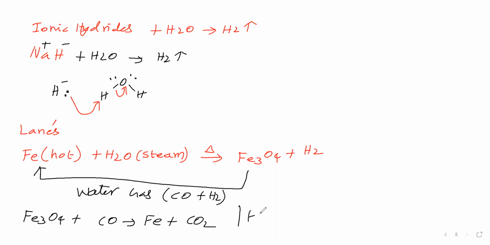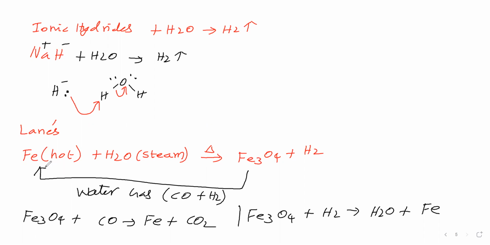Then in another reaction, Fe3O4 reacts with hydrogen gas. Hydrogen takes oxygen and becomes water. What remains is iron. So we are converting Fe3O4 back into iron by water gas. This is a method for manufacture of hydrogen gas. Manufacturing means industrial scale, large scale preparation.